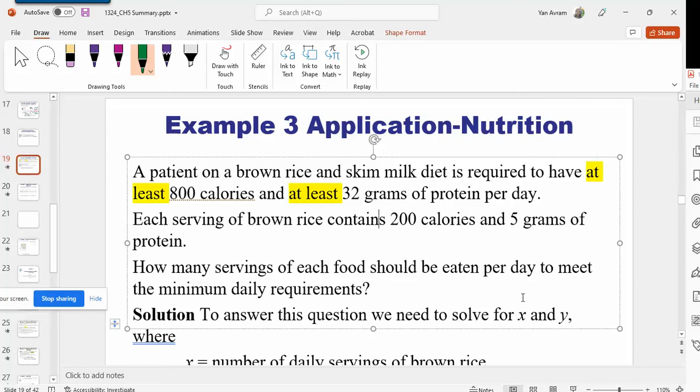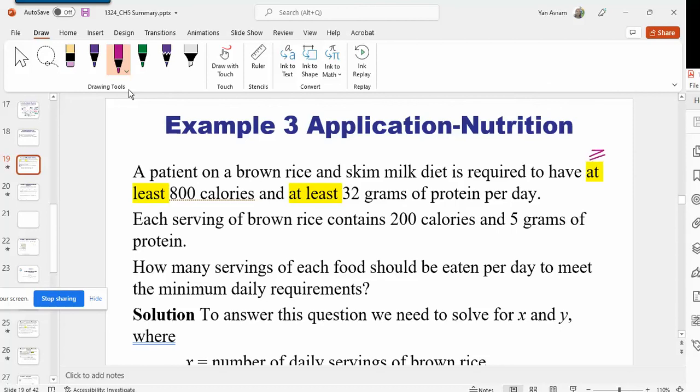Alright, so if you are a nutrition specialist, very strict diet in here, right? So at least, that means it's greater than or equal to. You will have at least 800 calories in here, and then at least 32 grams of protein. Okay, and the brown rice you have a 200. So how do you do this one right here?